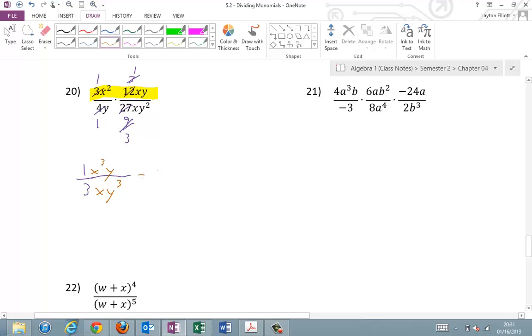Let's cancel. I get, let's see, we don't need to write the 1. We have an x squared. The y's are going to leave us a y in the denominator. There's still the 3. And when the y's cancel, we have a y squared. Done.